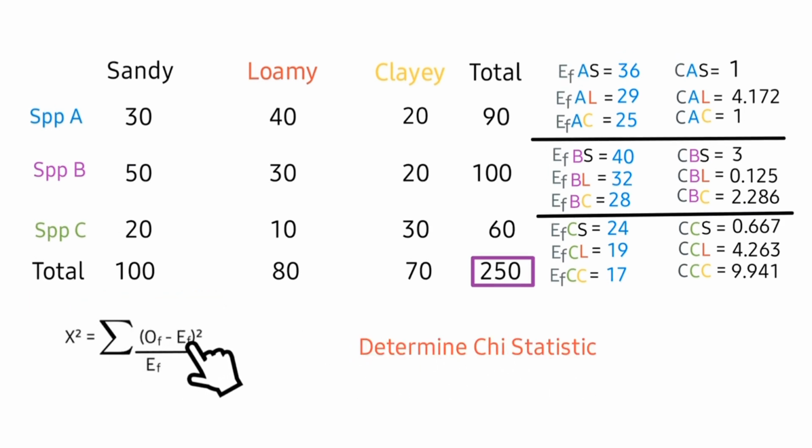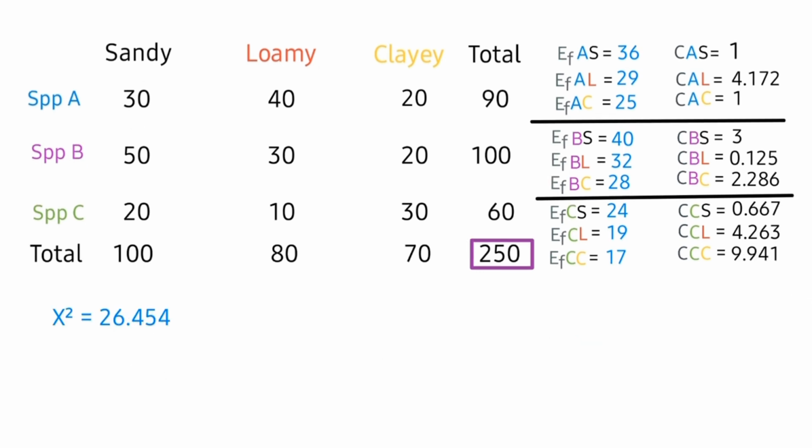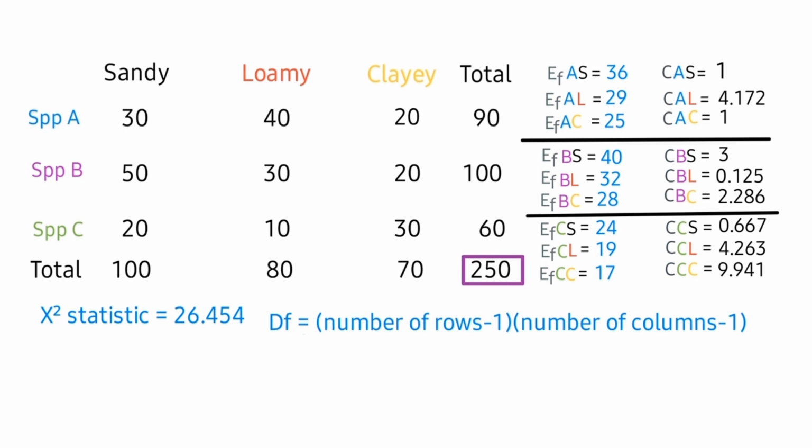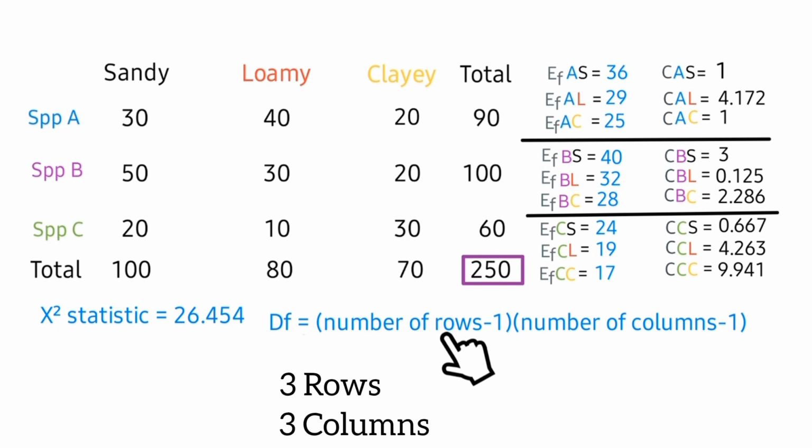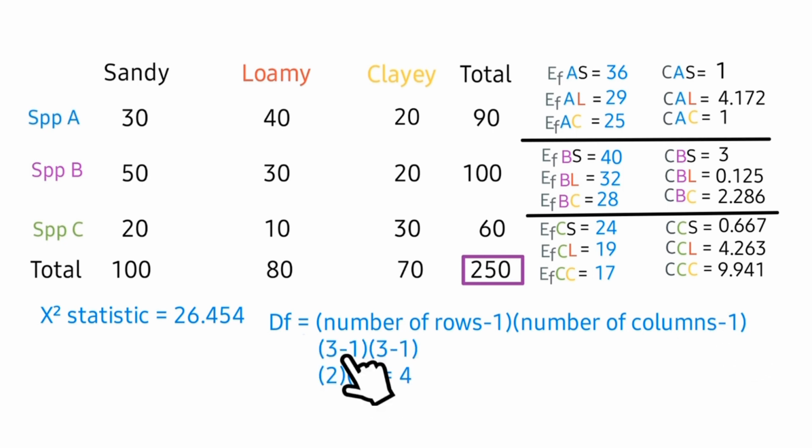We use this formula to determine the chi statistic. This symbol simply entails summation, or addition, of all the values of contribution to chi. That is, 1 plus this value plus this plus this plus this plus this plus this plus this, and lastly plus this gives this. Let's determine degrees of freedom. We use this formula: number of rows, of course we have 3 rows, minus 1, times number of columns minus 1. 3 minus 1 gives 2, times 3 minus 1 again. 2 times 2 gives 4.